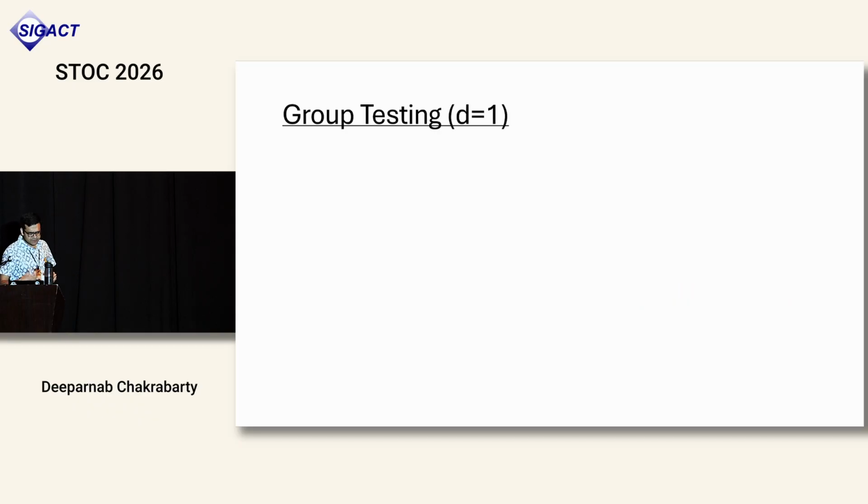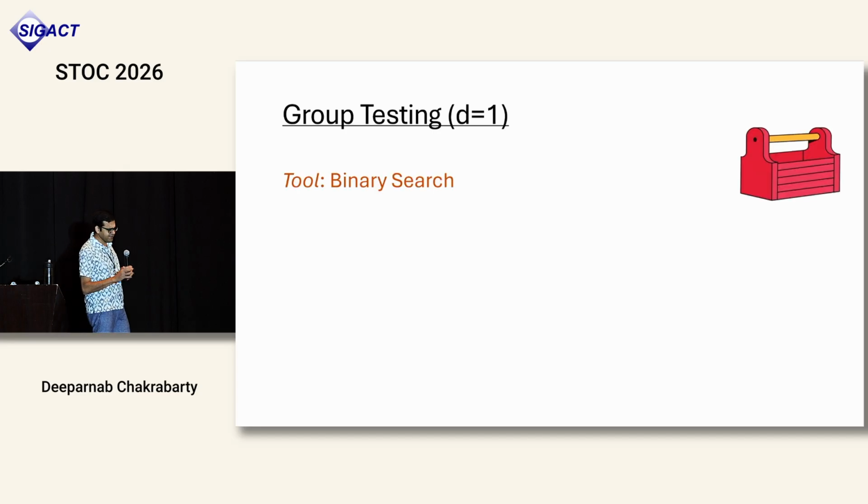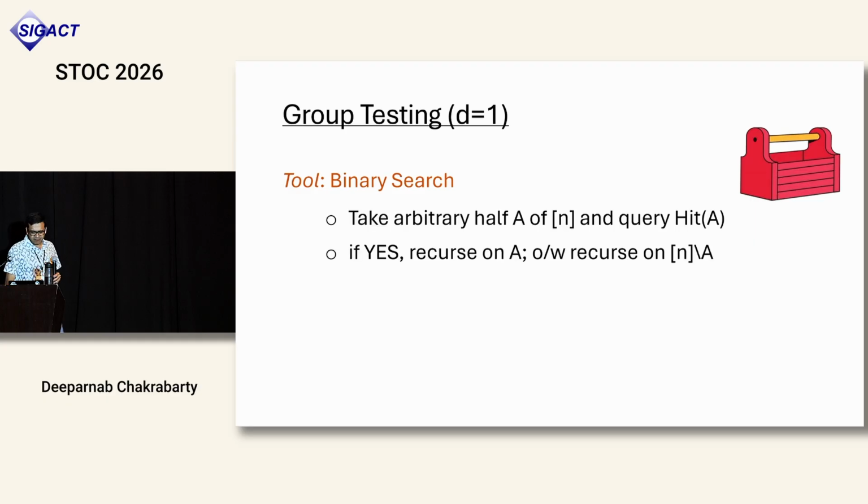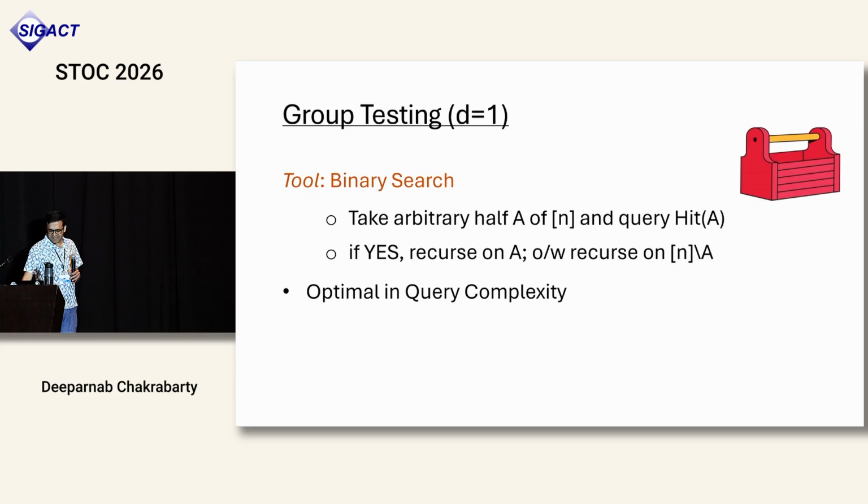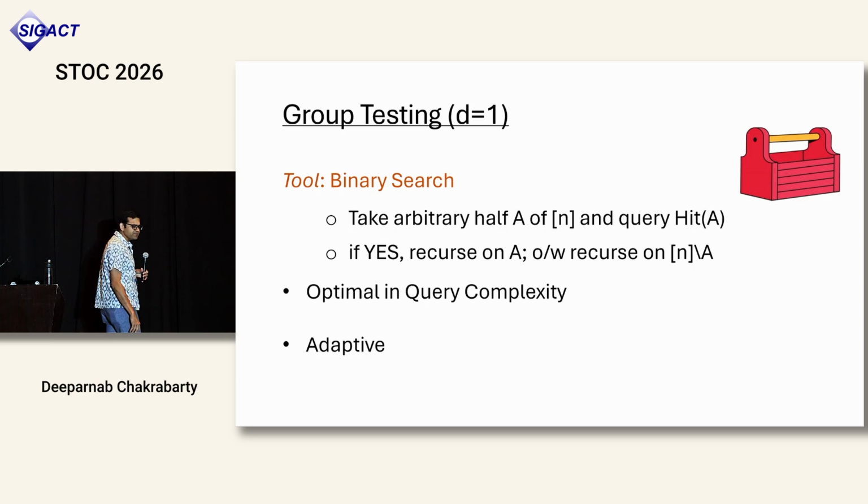So let's warm up with the d equal to 1 case. Here is a technique that everybody knows in this room, binary search, and it is going to be very useful for many problems in this class. Using binary search, you can easily find the one bad sample, where x_i is equal to 1 for only one i: you take an arbitrary half and check if it hits the support. If it does, you recurse on it; otherwise you recurse on the complement. This takes log n queries, which is optimal, but the problem is that it is extremely adaptive. You have to proceed in log n rounds.